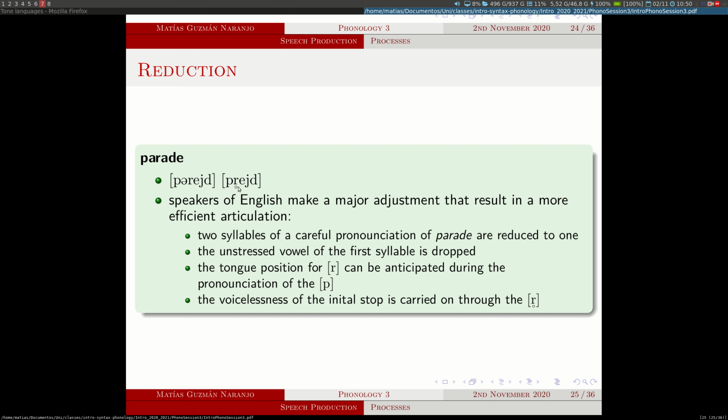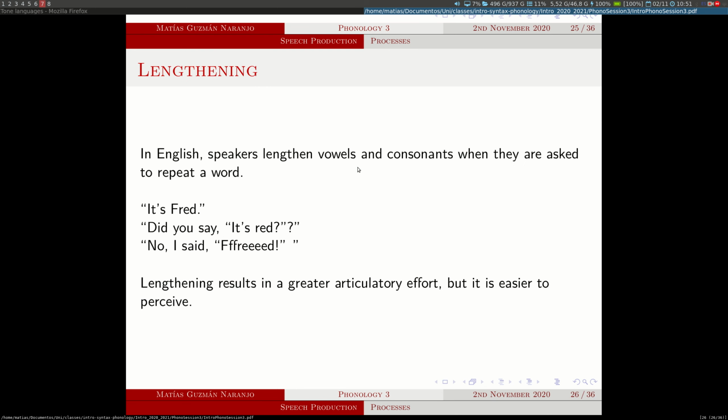So the word becomes shorter, and there is a co-articulation between p and r, so that the voicing becomes homogeneous between both, and this makes the word easier to articulate. This is a kind of anticipatory effect. So you start with a voiceless consonant and you carry on this voicelessness throughout.